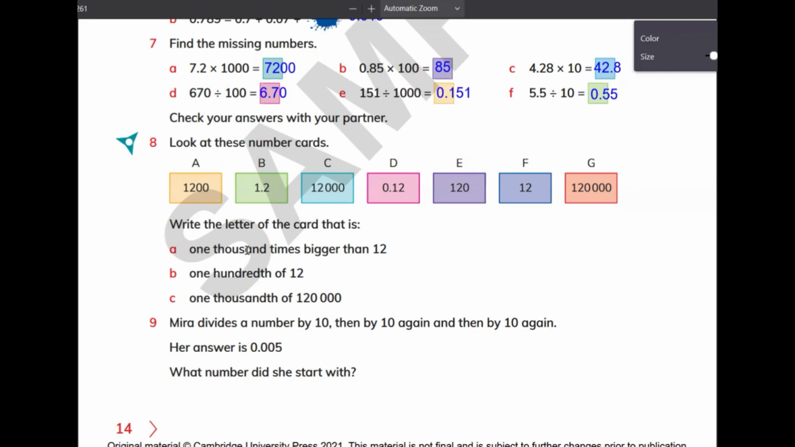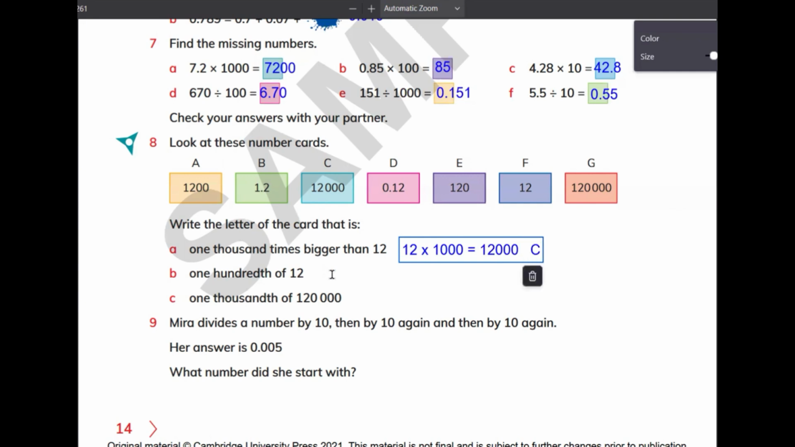The first one, A, says 1,000 times bigger than 12. When we say 1,000 times bigger than 12, that means you multiply the 12 by 1,000. And 12 times 1,000 is equal to 12,000. Then all you need to do is look at the cards on top and find the card that is 12,000. That is card number C. So C will be your answer.